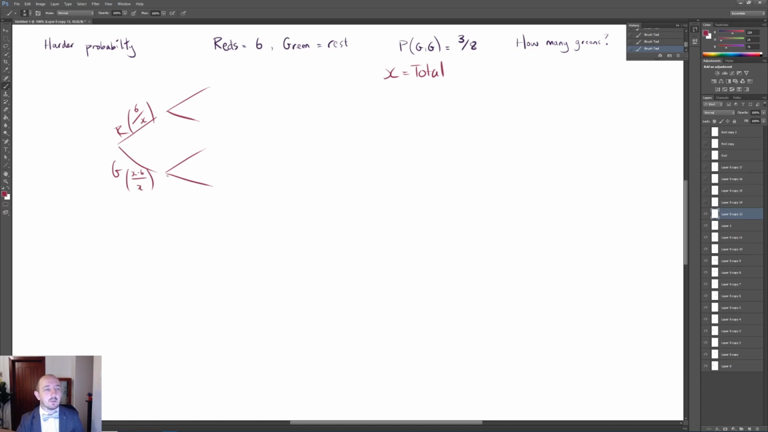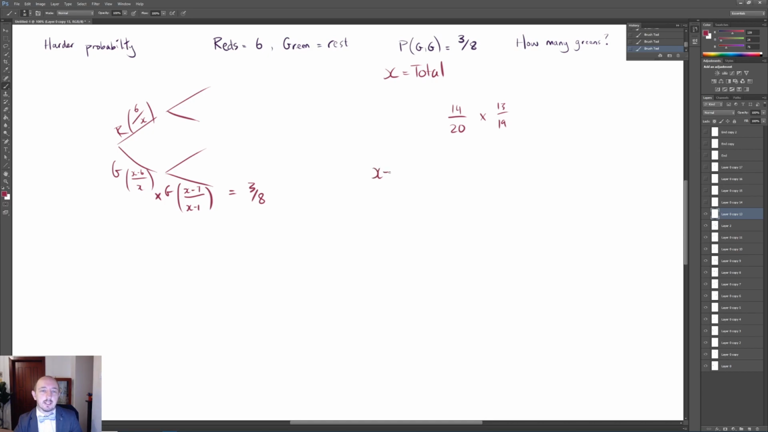Alright? Now, as we move down the branches, because we're not replacing it, to go green again, we would have 1 fewer green, so we'll take 1 away from the greens, x minus 7, and the total would also have been reduced by 1, x minus 1. Okay? So, you know, if you had green, let's say we had 14 out of 20 for green, and then it would go down to 13 out of 19. So we're doing that kind of thing, but with algebra. And the probability of multiplying these two together gives you 3/8.